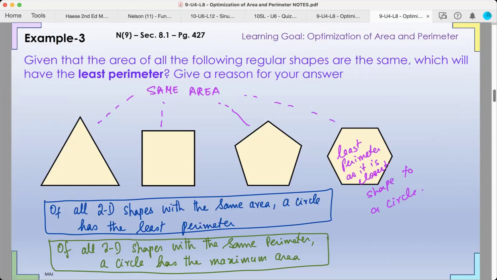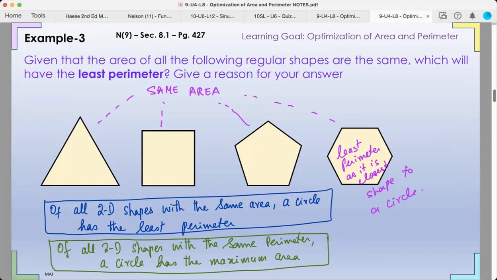The shape that begins to go more and more like a circle, or resembles a circle more, will have the least perimeter and also the maximum area. Okay, so if I say all these shapes have the same area, which one has the least perimeter? It will be a circle. Or if I say, no, wait, I want to keep the perimeter the same, right? If I keep the perimeter the same, the areas will be different.